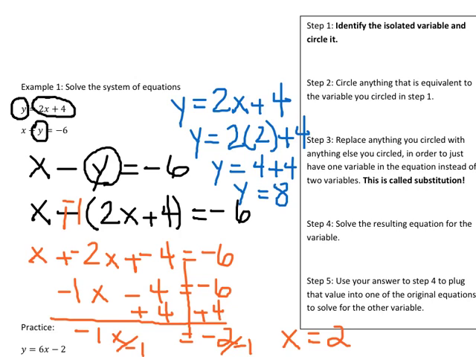Now remember, a solution to a system is a point x, y. So what I've just done is I've found the solution, and the solution is the x value first, 2, and the y value, 8. So that is my solution to the system. So I want to make sure you know that this right here is the solution to the system for example 1. Let's do that practice problem next.